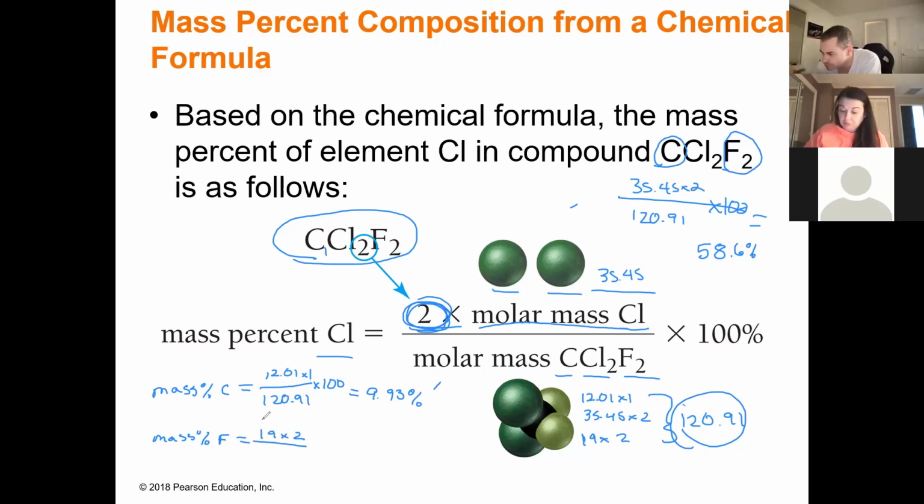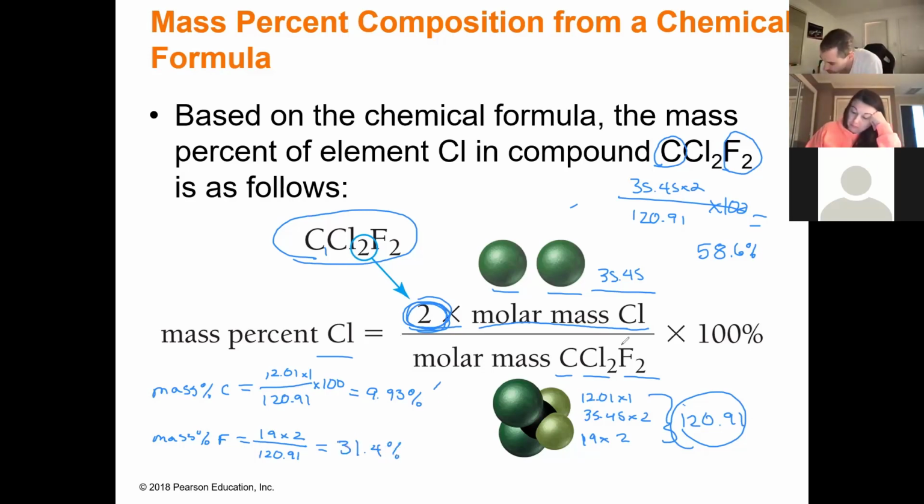If I do the mass percent of fluorine, I need to take fluorine's mass, which is approximately 19, and multiply it by 2. And again, I just divide it by the molar mass of the total. Like we're finding the percentage of fat, the percentage of protein, and the percentage of, I don't know, skin or something like that in the body. So 19 times 2 divided by our 120.91, and we multiply it by 100, and this gives us 31.4%.